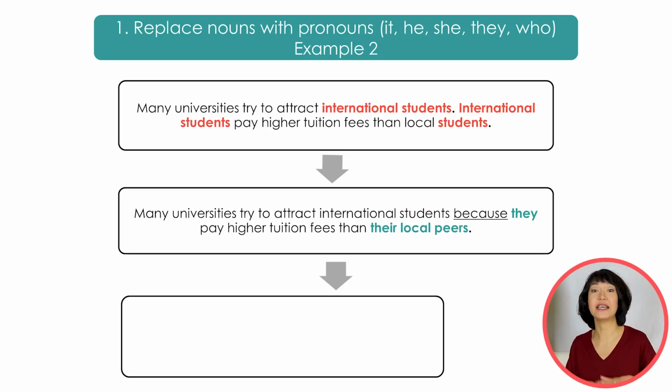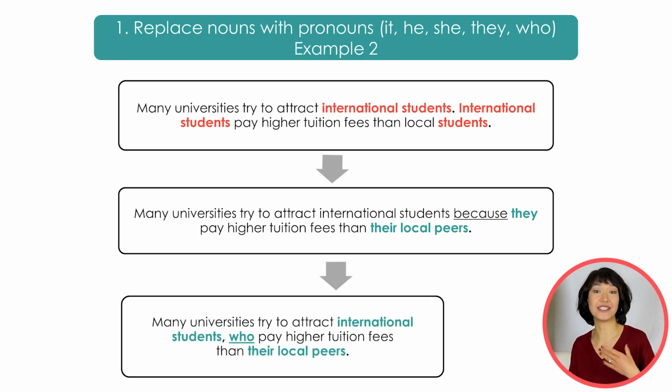Peers are people of the same age and the same social position. In this case, it means local students. We could have another type of sentence. Many universities try to attract international students who pay higher tuition fees than their local peers. Here, the pronoun who helps us add extra information to the sentence, which would otherwise be very simple, both in terms of grammar and vocabulary.